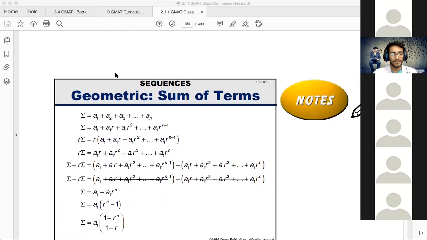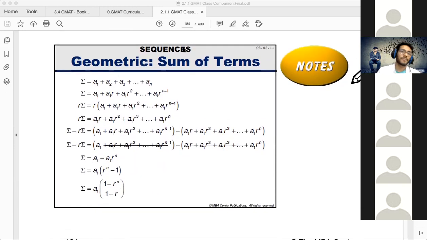Let's see what is given. See, it's given now. A into 1 minus r power n, you'll use this when r is less than 1. This you'll use when r is greater than 1. Sorry, r minus 1, they missed it.